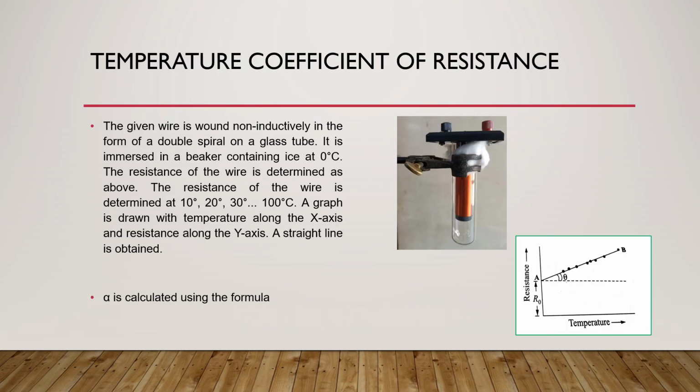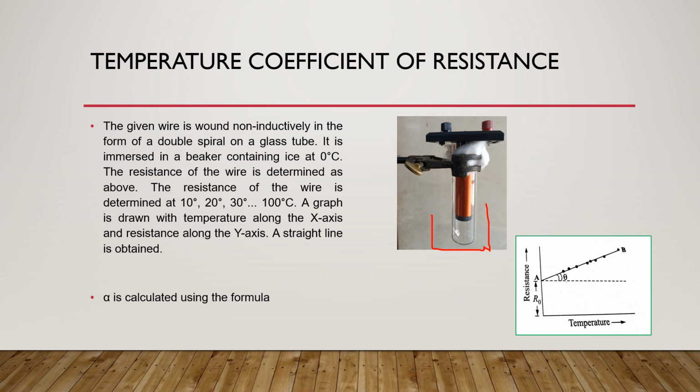It is determined using this experiment. The given wire is wound non-inductively in the form of a double spiral on this glass tube. It is immersed in a beaker containing ice at 0 degree centigrade. The resistance of the wire is determined.